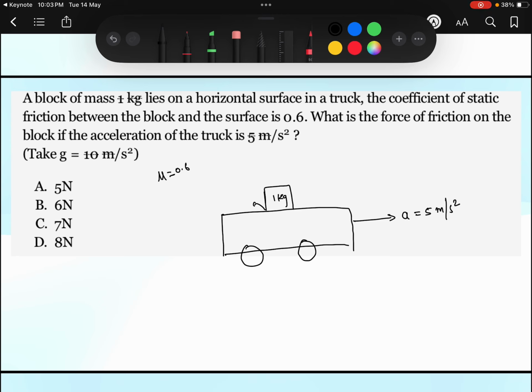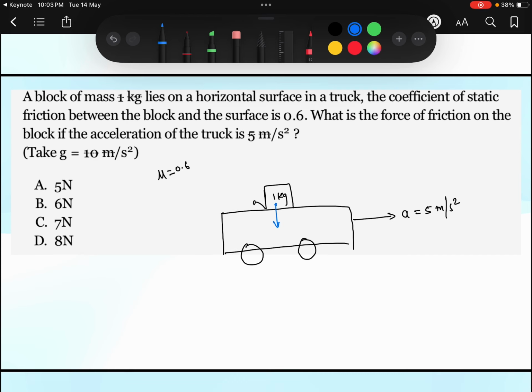So here let me draw all the forces acting on this block. So one force will be in downward direction, that is due to this gravitational pull. The weight of this 1 kg object, that is 1 multiplied by g, that means 10 Newton, and one will be the normal force. And here frictional force will be acting, static friction will be acting in the forward direction, that will be providing it the acceleration that is equal to 5 meter per second square.